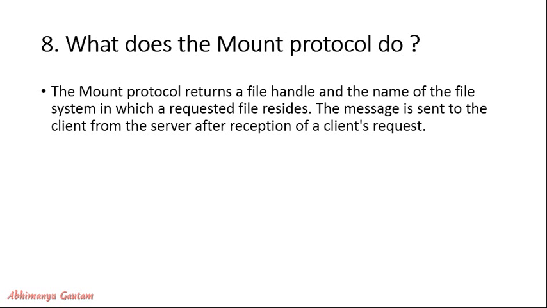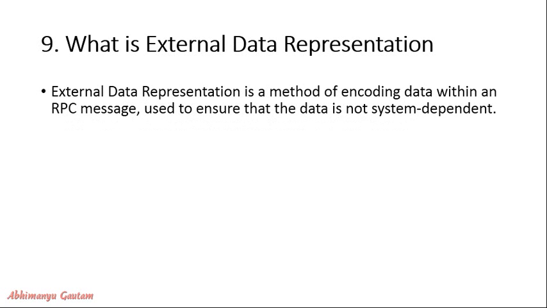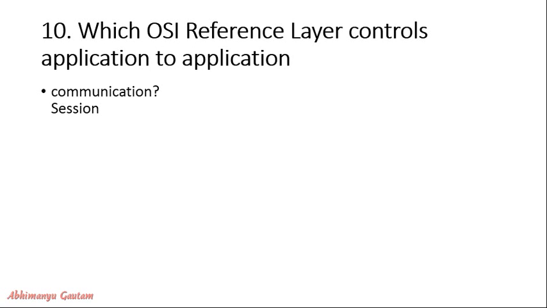What does the mount protocol do? The mount protocol returns a file handle and the name of the file system in which the requested file resides. The message is sent to the client from the server after reception of the client's request. What is external data representation? External data representation is a method of encoding data within an RPC message, used to ensure that the data is not system dependent. Which OSI reference layer controls application to application communication sessions?